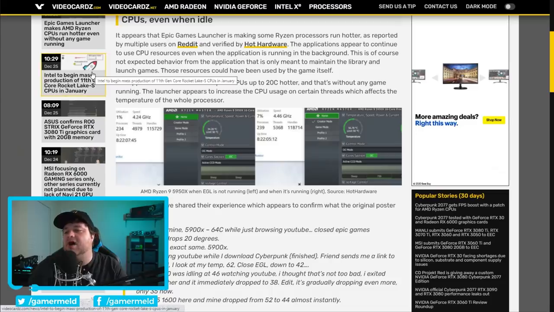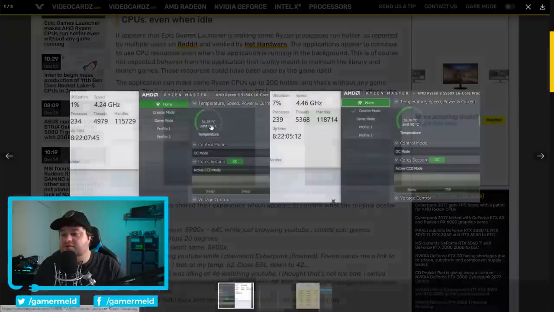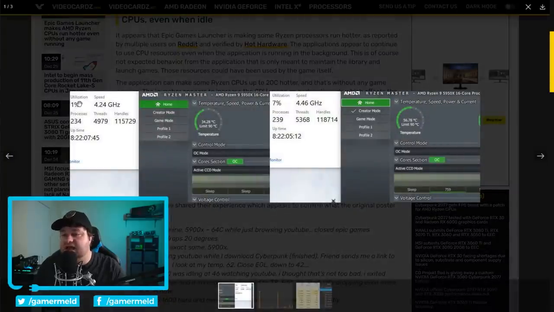And not only that, but Hot Hardware actually did their own tests and found that with the only variable differentiating being simply having Epic Games Launcher running in the background, it jumped from 34 degrees Celsius and 1% CPU utilization to 7% and 56.78 degrees. So we're talking over 20 degrees Celsius just from a game launcher. That's pretty wild to say the least.